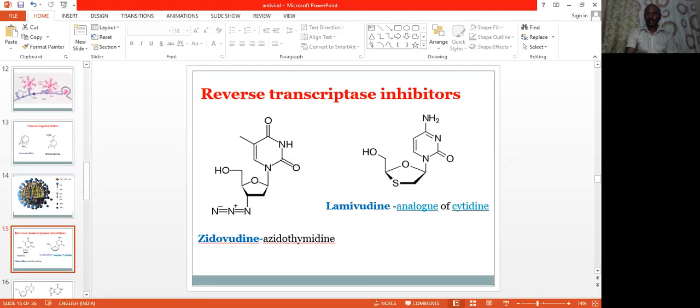These are the drugs, and these are called nucleotide analogs. If you see zidovudine, it is a thymidine analog, and the other one, lamivudine, is a cytidine analog. So these are nucleotide analogs, because a nucleotide, you know, is a nucleic acid base plus sugar. So zidovudine and lamivudine are the nucleotide analogs. Okay, we have examples, and go to the next slide.